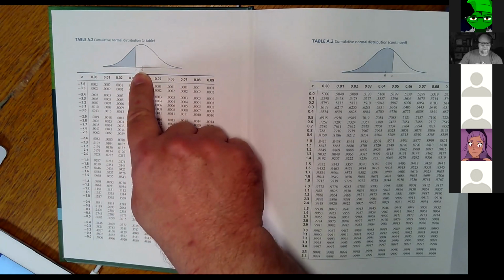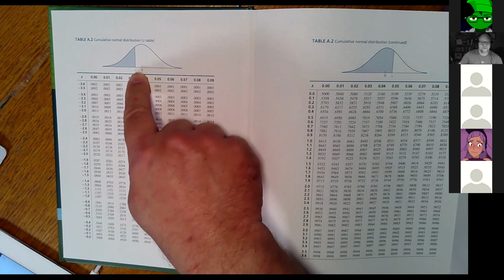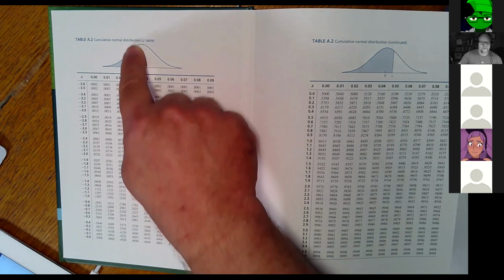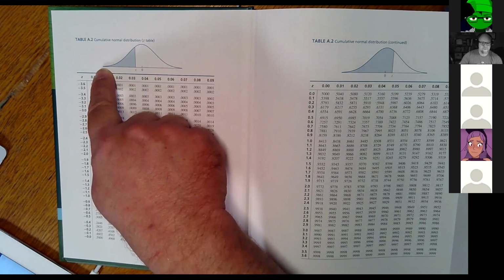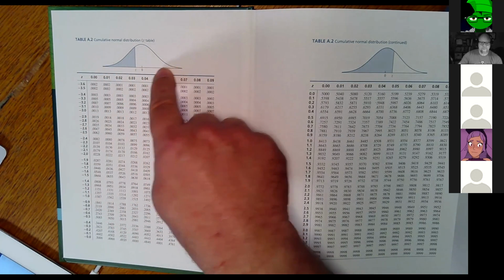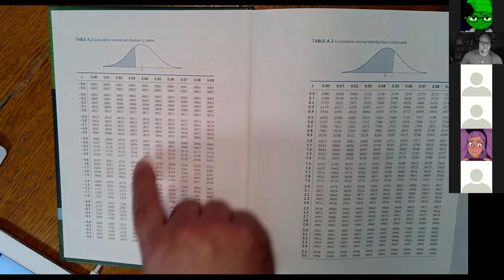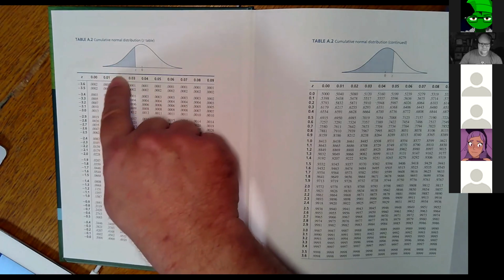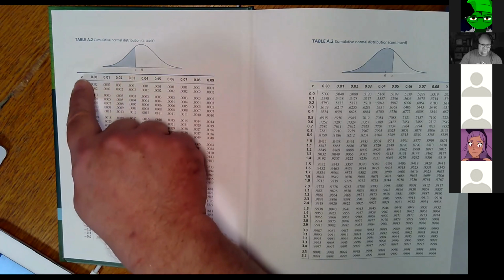0 is the mean, right? This is the mean of a standard normal distribution. And it puts in a z value here, and then draws the same vertical line that I drew, and then highlights the area to the left. So this table is giving us the blue area. The numbers in this table are the blue areas. And z here, you find z by looking here.